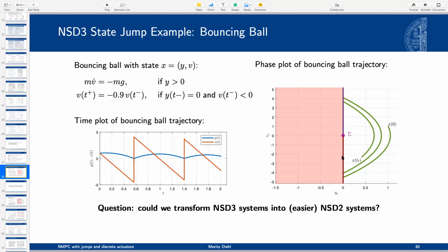What could you do in order to make it a continuous thing?